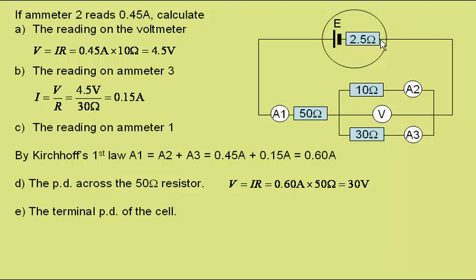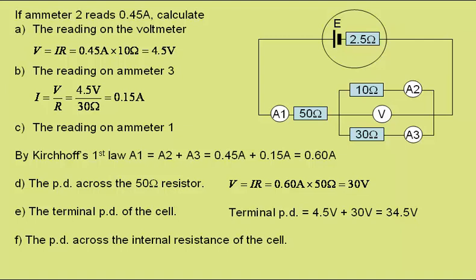Well, the terminal potential difference across here must equal the potential difference across the resistor here plus the potential difference across the parallel section. So the terminal potential difference is the 4.5 volts we lose across the parallel section plus the 30 volts across the 50 ohm resistor, meaning it will have a value of 34.5 volts.